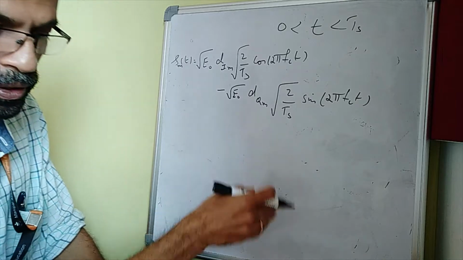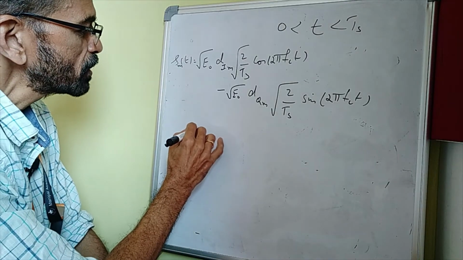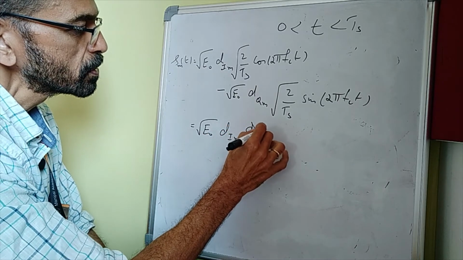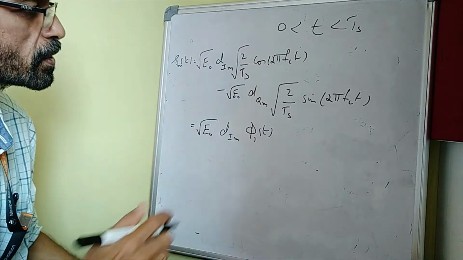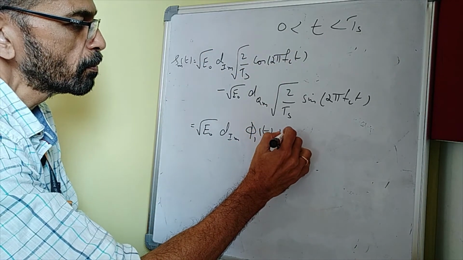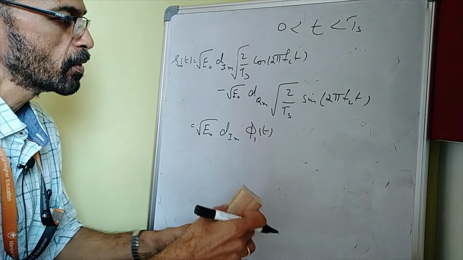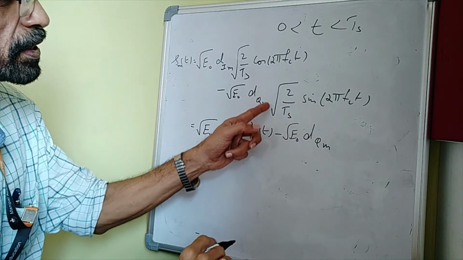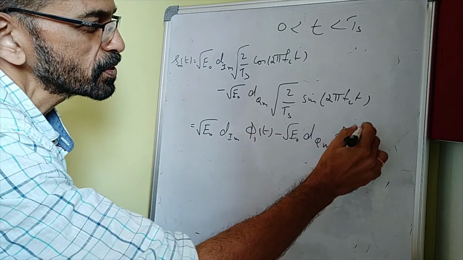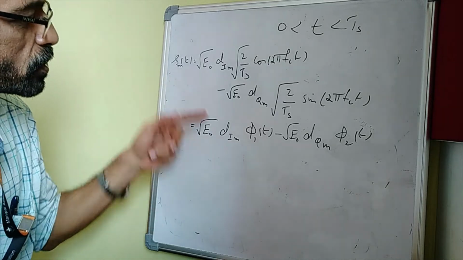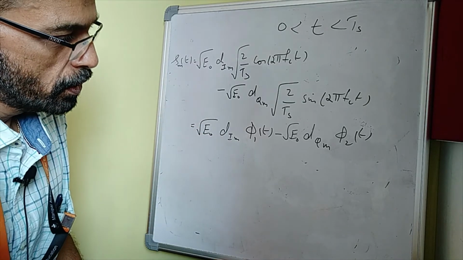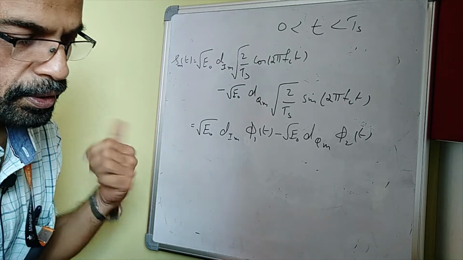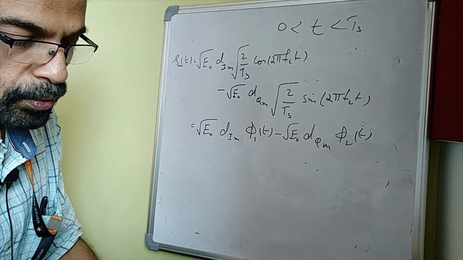Now for the immediate next step, it's more convenient to express it like this, because we know phi 1 t is this, minus root E naught dqm, and we will express this as phi 2t. It becomes a bit easier to explain. Okay, so this is our QAM signal, and m can take on values, as you know, 0 to capital M minus 1.